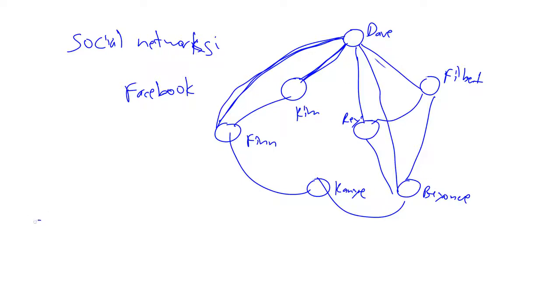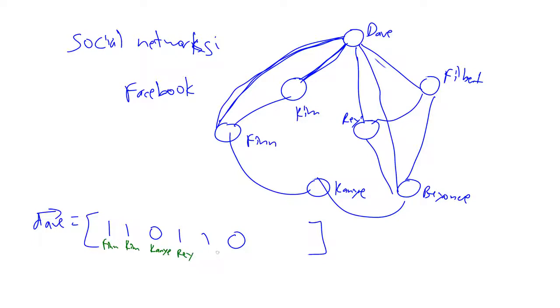So I could represent Dave here as a vector, and that vector is going to be the vector 1, 1, 0, 1, 1, 0, where this one is labeled as Finn, and this one is labeled as Kim, and this one is labeled as Kanye, and this one is labeled as Ray, and this one is labeled as Beyonce. I guess this should be a 1, because this is Filbert's here, and we are friends with Filbert. Right? So you see what's going on here. We've basically got a 0 for every one that we're not friends with, and we've got a 1 for every one that we are friends with. So we have reduced Dave in terms of the Facebook social network to a vector of 1s and 0s.